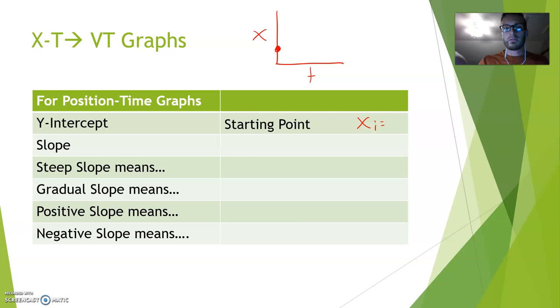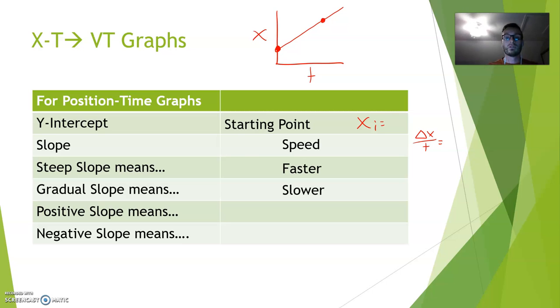The slope of the graph, the rise over run, because the rise over run is delta x over t, that is our definition for how fast you're going. So you can either get the speed from the slope, or technically, you can get the velocity too. A steep slope means that you're going fast, a gradual slope means you're going slow.